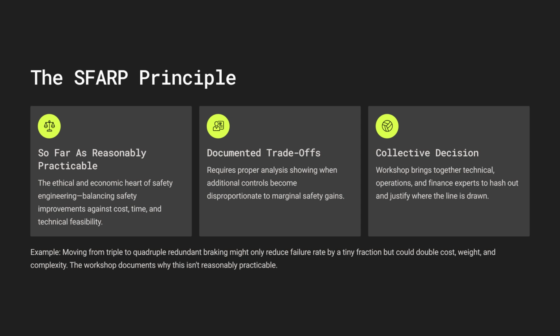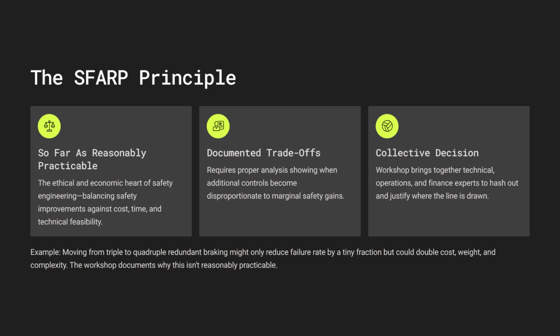So SFARP. It feels like the ethical and economic heart of this whole thing. How does a team actually decide, okay, this risk reduction measure, it's just not reasonably practicable anymore? Well, it needs a proper documented trade-off analysis. Look, SFARP acknowledges you can't hit zero risk. It's impossible economically, often technically too. You reduce the risk down until the point where adding more controls, well, the cost or the time delay or just the sheer technical difficulty would be massively out of proportion to the tiny bit of extra safety you might gain.